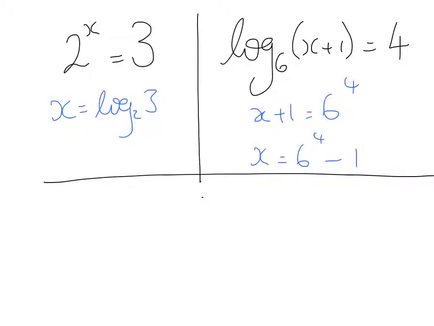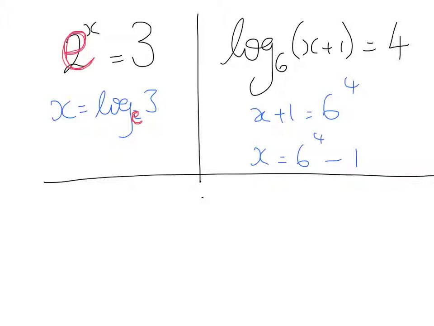Now, what if I hadn't chosen the number 2 in the first one? What if I had called it e instead? Well, that shouldn't be a massive problem, to be honest. The opposite of 2 to the power of is log to base 2. The opposite of e to the power of is log to base e.